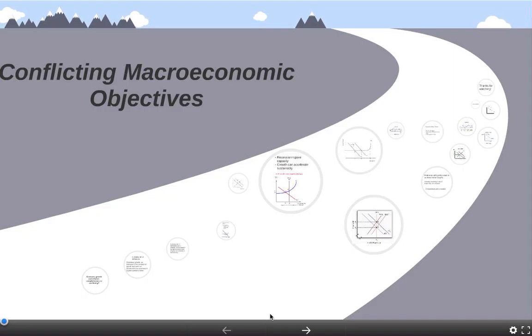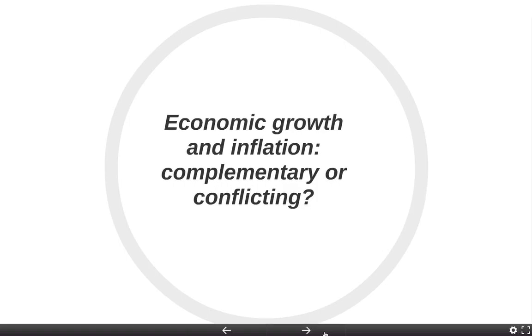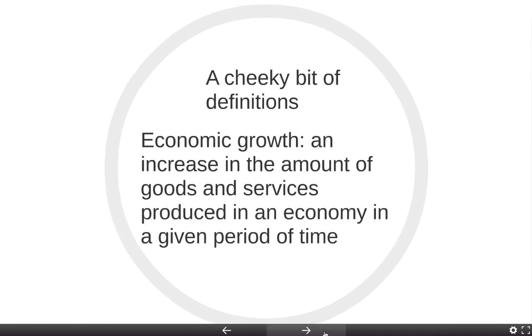Today we are looking at economic growth versus inflation. Just firstly, a bit of history on economic growth. First, we should define it though, as that's what you'll have to do in your exam. First off, you have to define key terms.